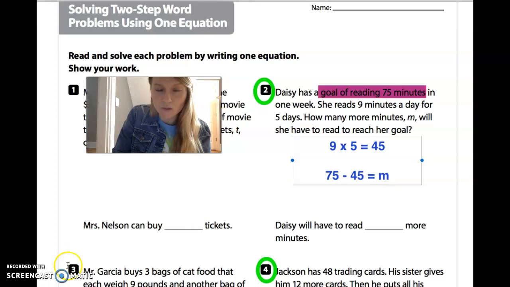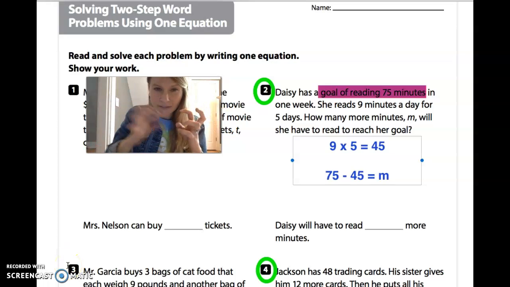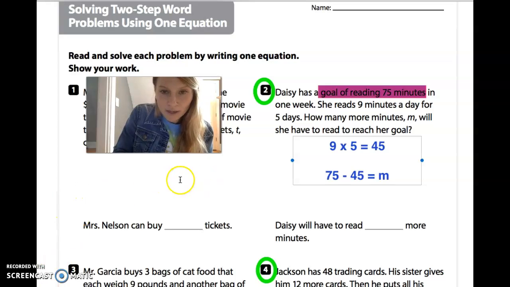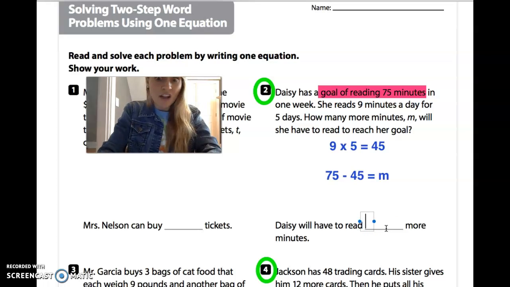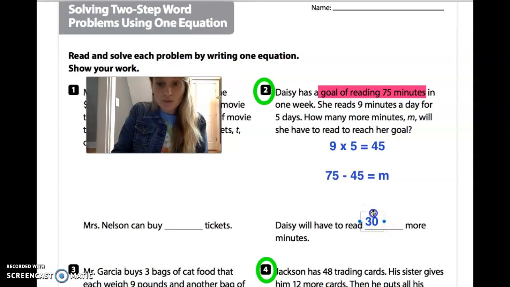That's why I canceled the odds, because everything's kind of crowded today, so don't worry about it. Just write some of it over here, because we're only doing 2 and 4 on this page. All right, so you should have got 75 minus 45. Should have got 30. She needs to read 30 more minutes to get her goal.